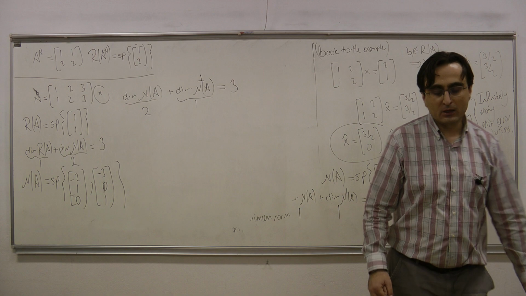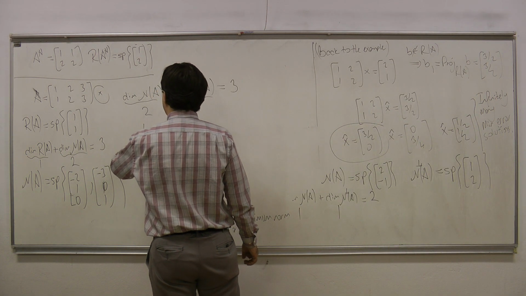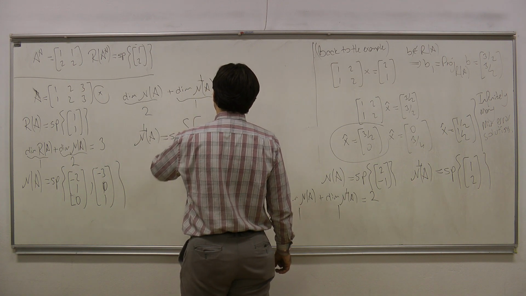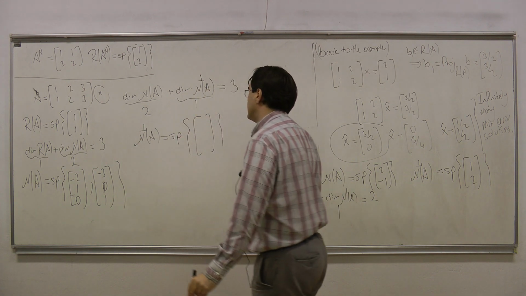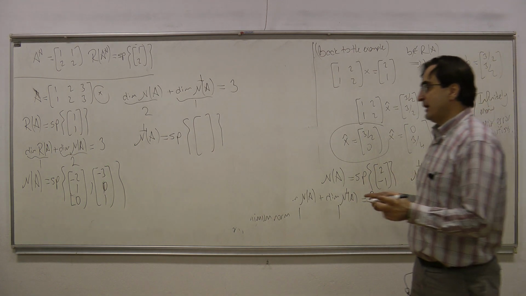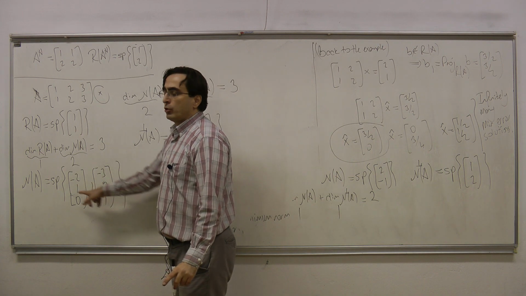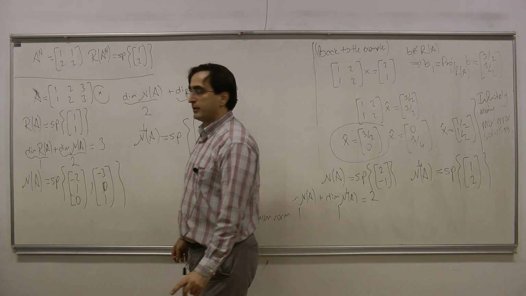All right? Which means that the null space of A orthogonal complement is going to be the span of a single non-zero 3-dimensional vector. Okay? Now tell me a 3-dimensional vector which is orthogonal to both of the basis vectors of the null space of A.